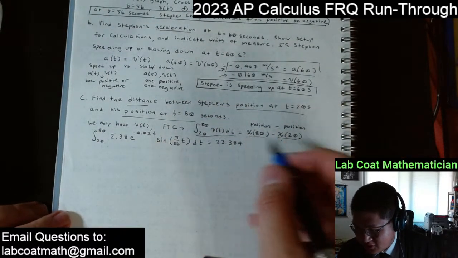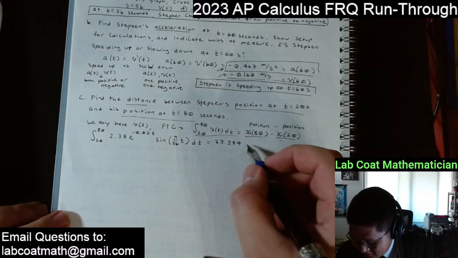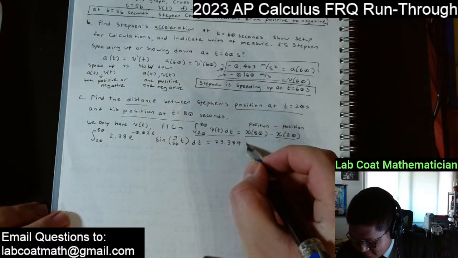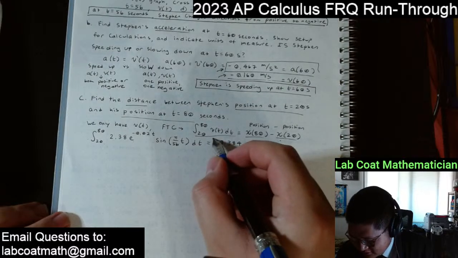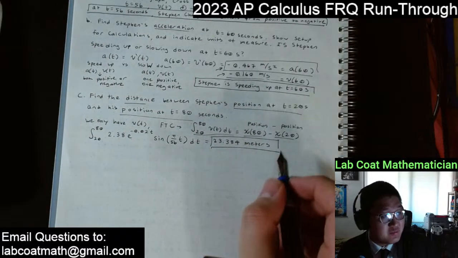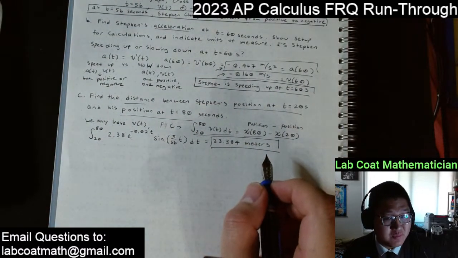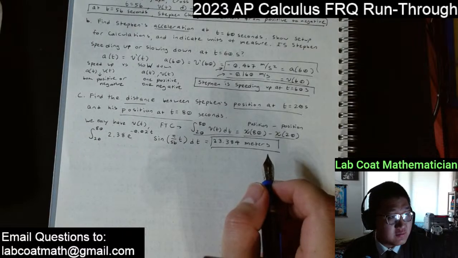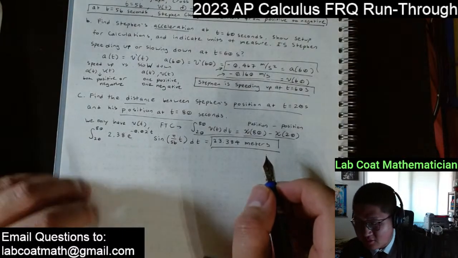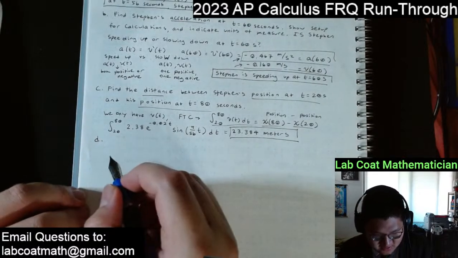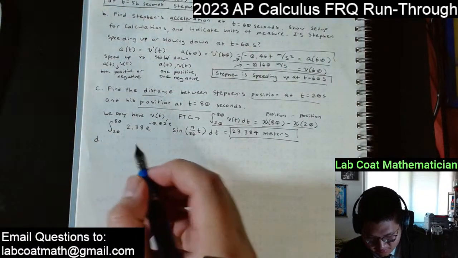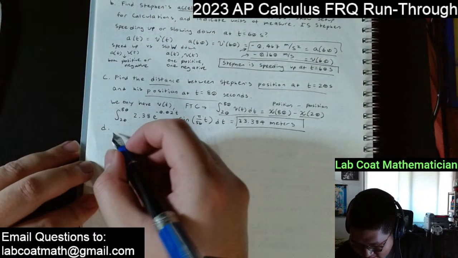So position minus position right there. Again, we're still just dealing in terms of meters for the difference between the two points, right? The difference in position, so the actual distance that he traveled between those two points is going to be 23.384 meters for this part. Fairly simple enough.